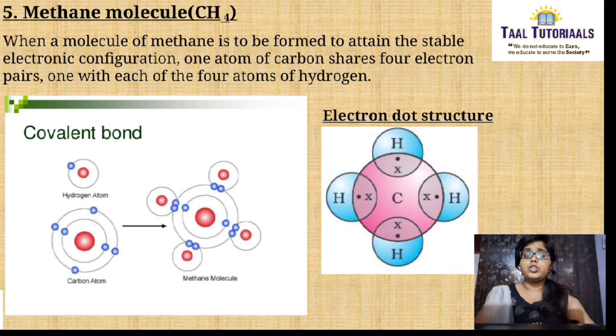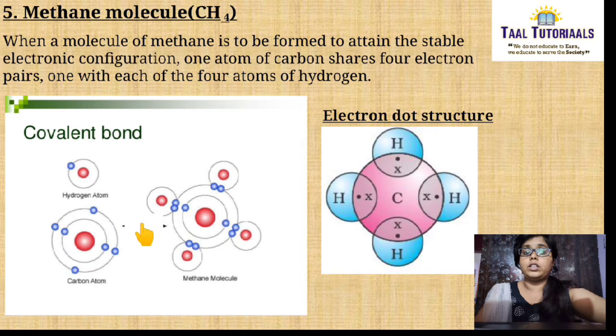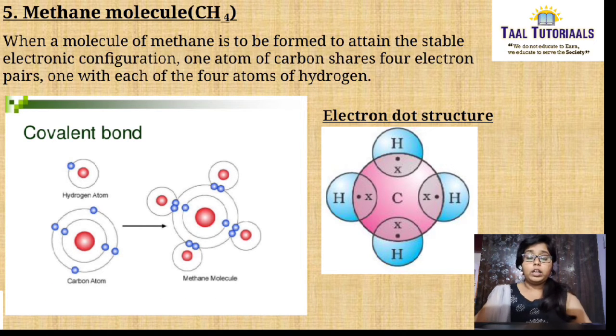Carbon shares 4 electron pairs, one with each of the 4 atoms of hydrogen. In this picture, if you see, 4 atoms of hydrogen each have 1 electron, and carbon has 4 valence electrons. Here, all the 4 hydrogen atoms share their 1 electron with carbon, and so they attain stability. This is the electron dot structure of CH4 methane, and this is how methane molecule is formed and they are attaining stability.